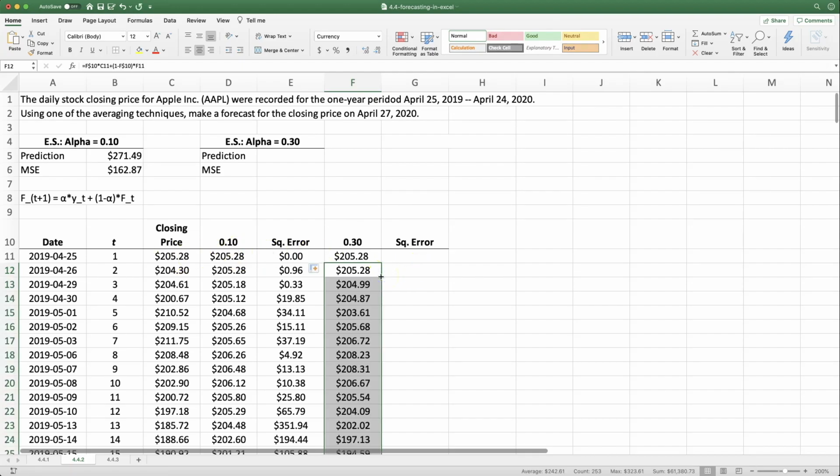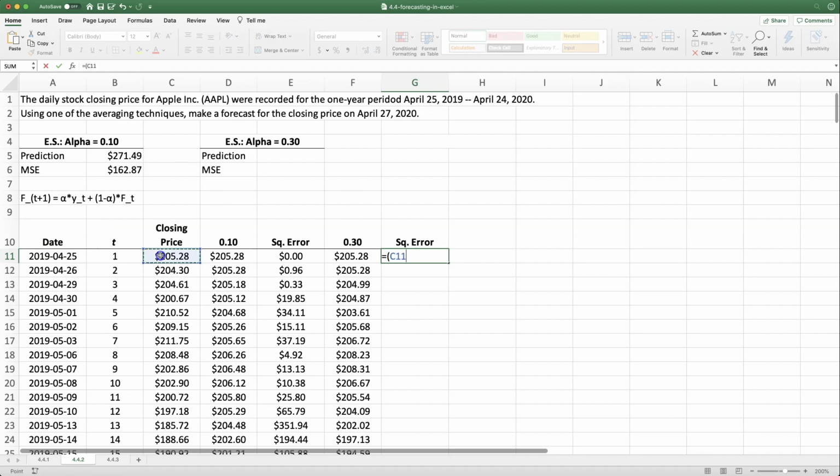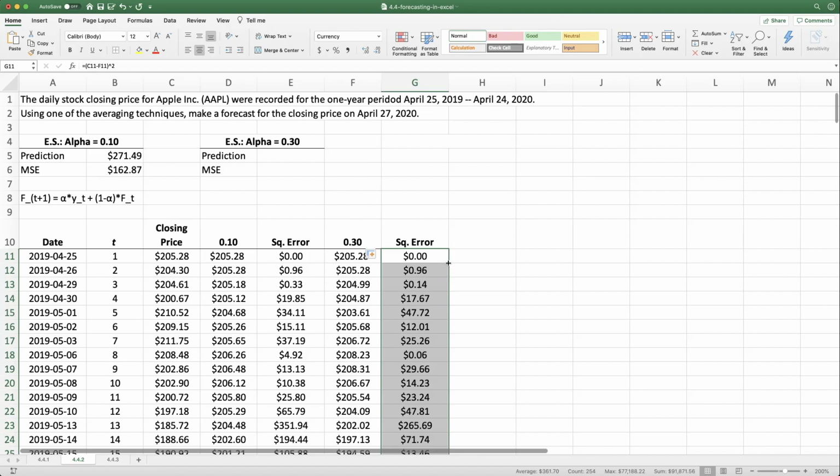Double click to autofill this all the way down. We'll clean up anything at the bottom soon. We'll compute the squared error here. We have the observed closing price minus the forecasted closing price. Square that. It's 0 in the first day because they're the same, just like the 10%. Double click to autofill this.